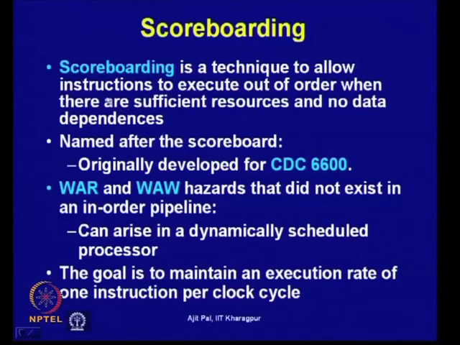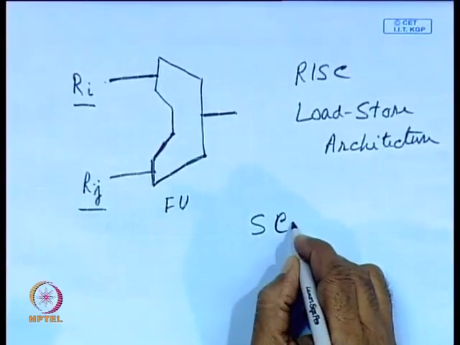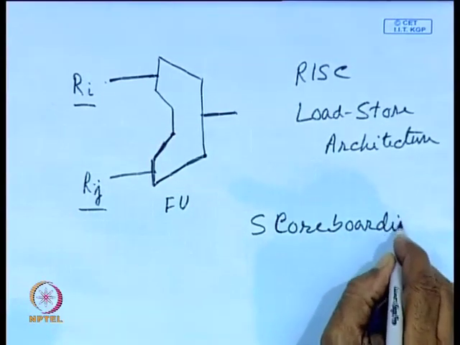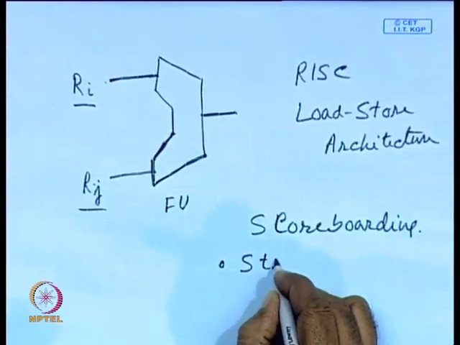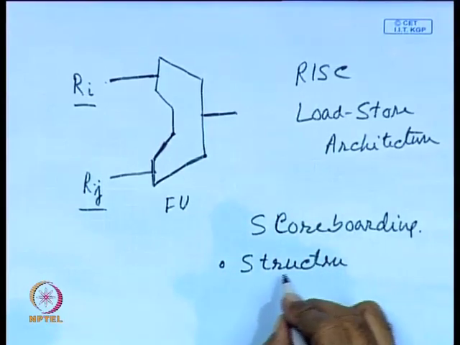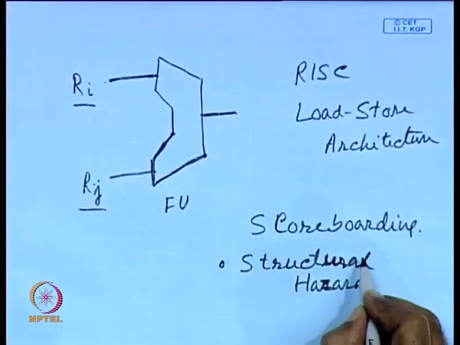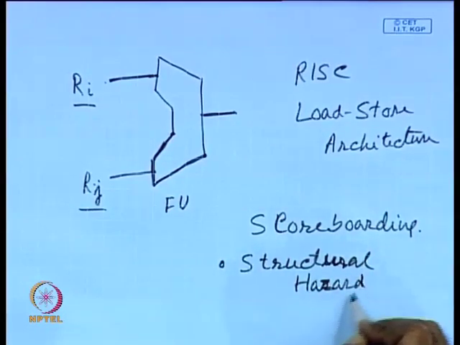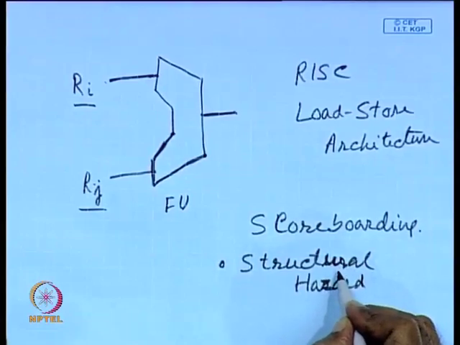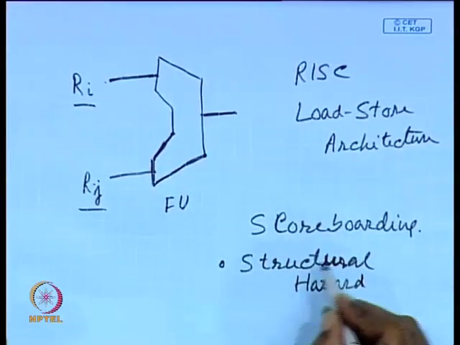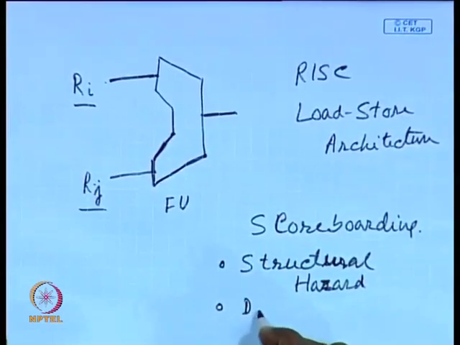Now, scoreboarding is a technique to allow instructions to execute out of order when there are sufficient resources and no data dependencies. That means the scoreboard checks two things. Number one is structural hazard. Structural hazard is because of limited resources available in the processor. So, if resources are not available, obviously an instruction cannot be scheduled. So, structural hazard is overcome by looking at the resources available in the processor. And the second thing is that it also checks data dependency, true data dependency.